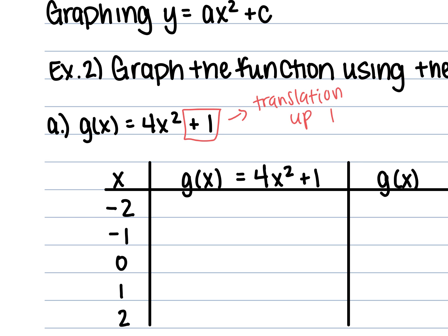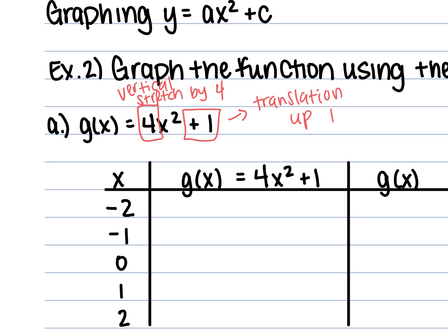Now we have to look at the 4. Do you guys see the 4? The 4 is not being added or subtracted. What is the 4 doing to the x squared? Multiplying. And when we're multiplying, we're either dealing with a stretch or a shrink. Do you guys agree? Is this going to be a stretch or a shrink? It's going to be a vertical stretch. Why? Because it's larger than 1. Excellent. It's going to be a vertical stretch because it's larger than 1 and by a factor of 4.